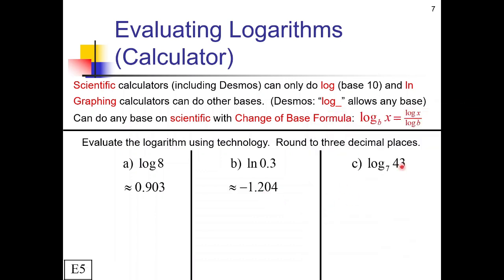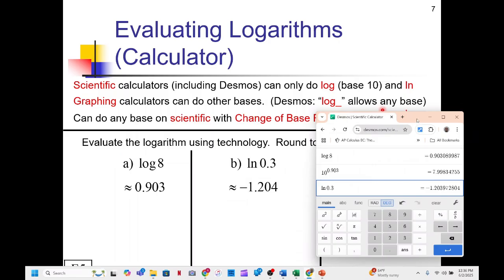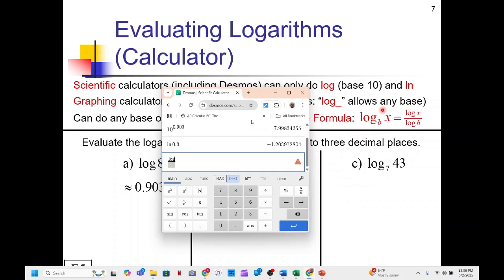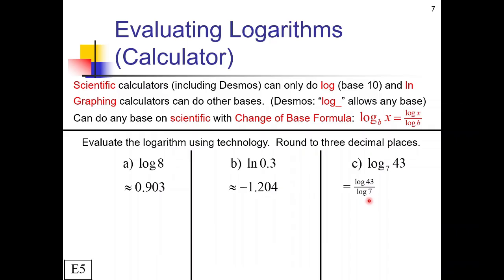And then finally, doing log base 7 of 43, we'll do the change of base formula first. Let me just move my calculator so I can see. So we're going to have, let me make a fraction, log of 43 divided by log of 7. And that supposedly is about 1.933. So there we go, change of base.